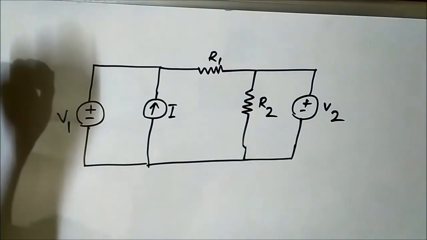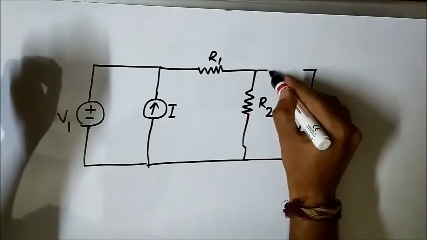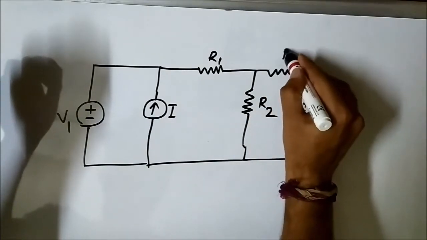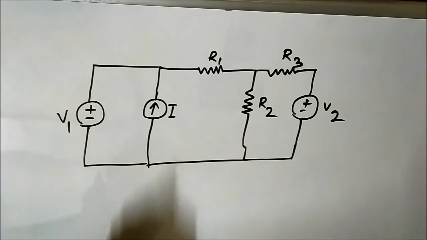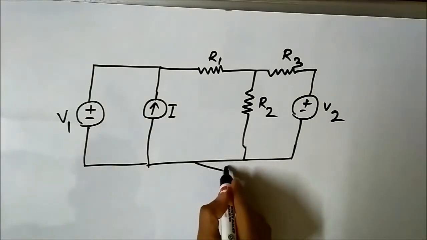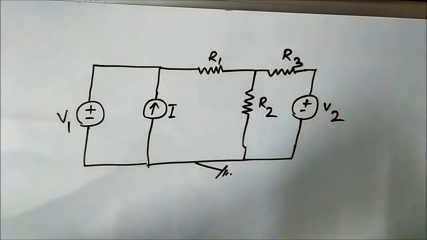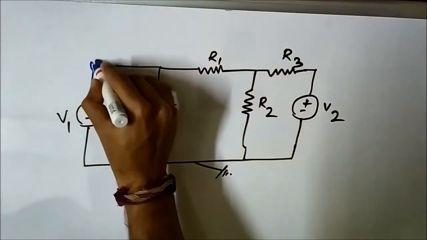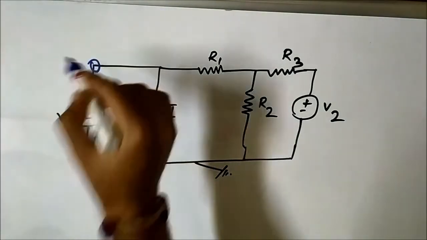This is R3. Now here we have to identify nodes. Now if I ask you, what will be the voltage at this point, what will be the voltage at this point?